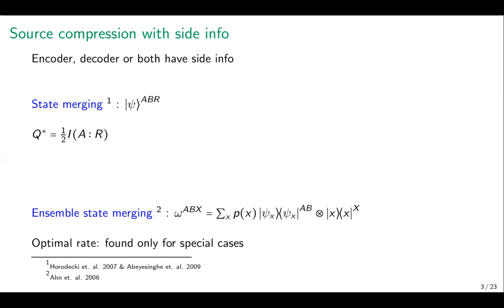Also similar to the ensemble model of Schumacher, the ensemble model of the state merging problem was considered by Ahn and co-authors in 2006, and the optimal rate for this general ensemble model was not found in general. The optimal rate was found only for special cases of this specific source. But the general problem remained open since then.